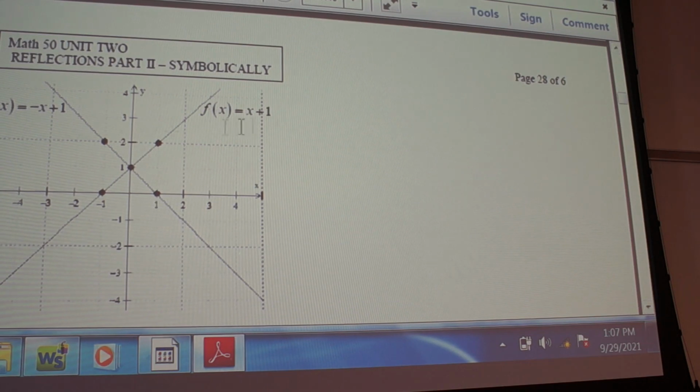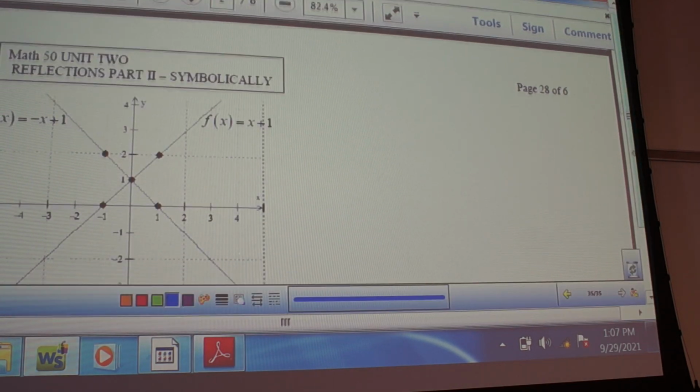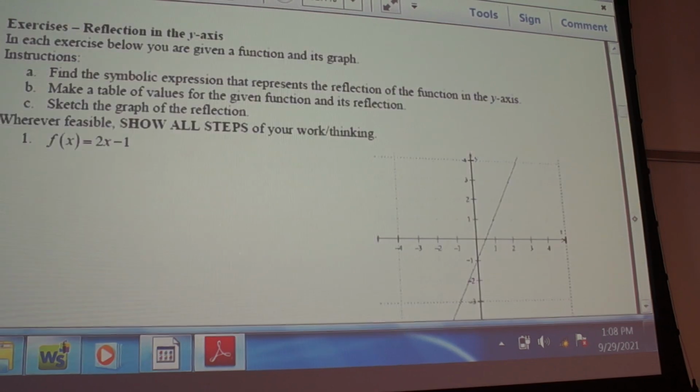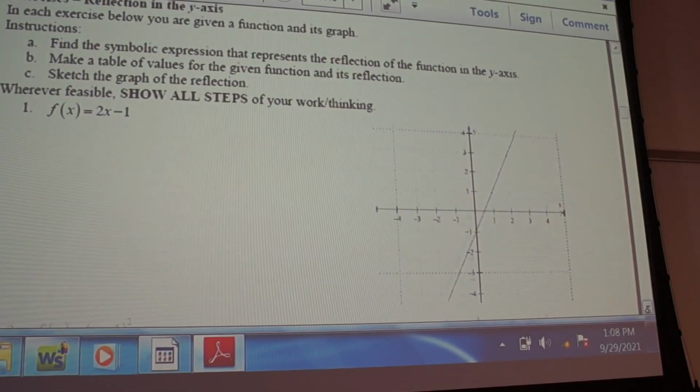And then here are the two reflections. You can see them if you map out those points. Okay. So we're going to do all these things.